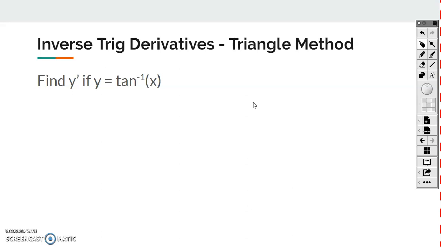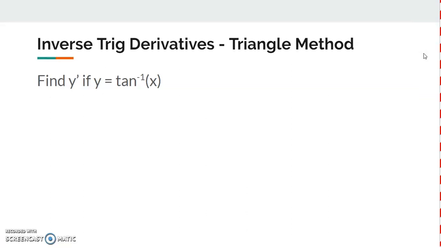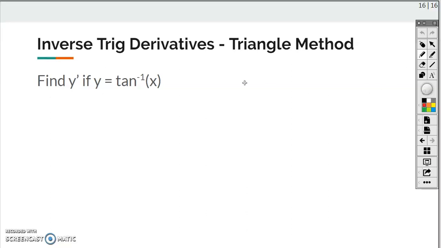The last topic for this unit is taking the derivative of inverse trig functions. I like the triangle method. You can also memorize some formulas that I'm going to show you on the very last slide. So the way that we're going to take the derivative of a trig inverse function, or an inverse trig function, is to get rid of the inverse trig by taking the inverse of it on both sides.